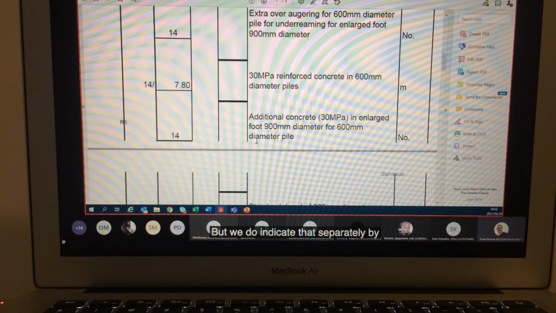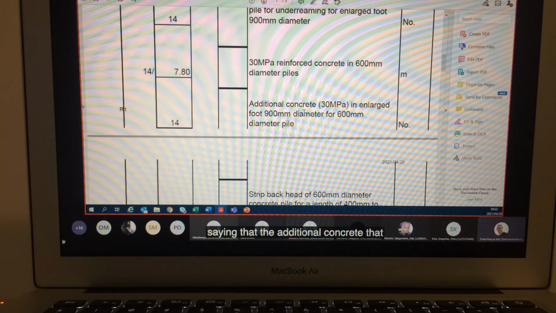But we do indicate that separately by saying the additional concrete 30 MPa in enlarged feet, 900 millimeter diameter for 600 millimeter diameter pile, and we measure those in number. Subclause 25 in the standard system tells us that additional concrete in the enlarged feet is measured in number.